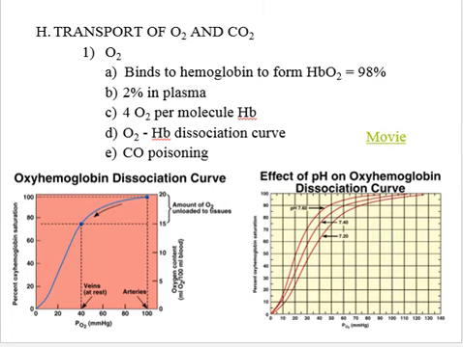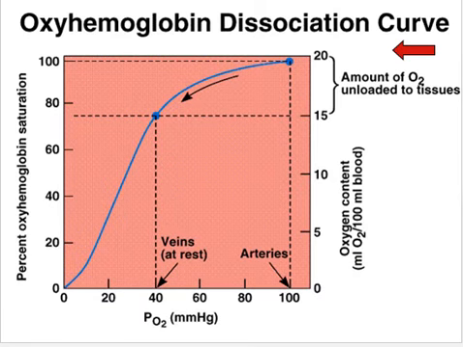Every molecule of hemoglobin binds with 4 molecules of oxygen. We've talked about that before, we knew that. And we need to spend a little bit of time talking about the oxygen-hemoglobin dissociation curve. Okay? Oxygen-hemoglobin dissociation curve. So this graph shows us the oxygen-hemoglobin dissociation curve.